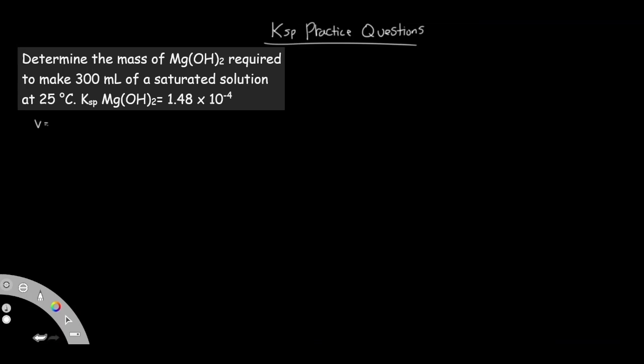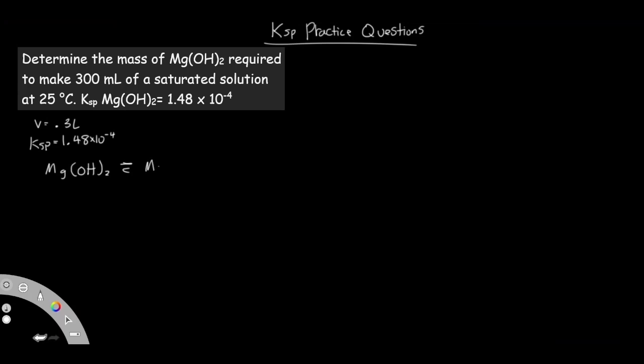We have a volume of 0.3 liters or 300 milliliters, and that's pretty much all we're given. We're given the Ksp, right? So the Ksp we're given is 1.48 times 10 to the negative 4, but what else can we derive from this Mg(OH)2? Let's first write it out the way it is, and from here, reversible reaction. What is it going to create?